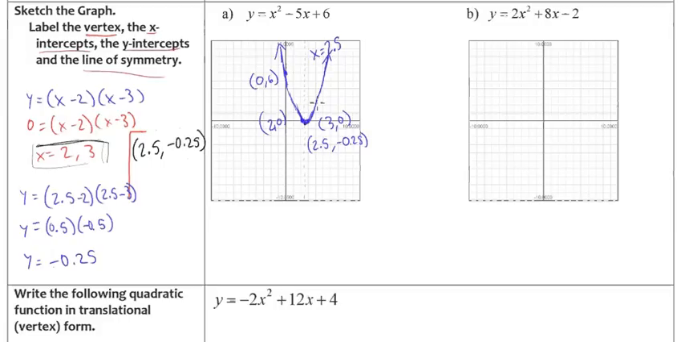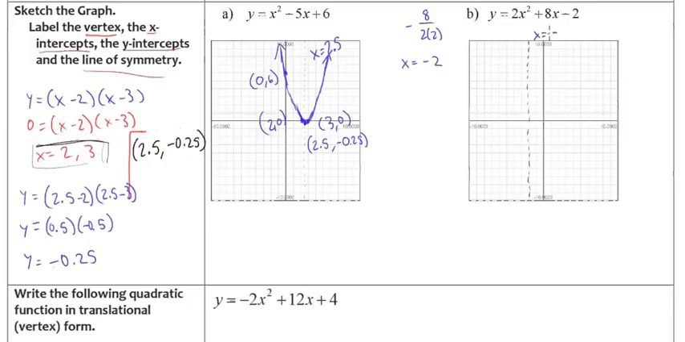All right, next we've got y equals 2x squared plus 8x minus 2. And so let's go with our negative b over 2a this time. So negative 8 over 2 times 2 means our axis of symmetry is at negative 2, because it's 8 divided by 4 made negative 2. So we'll sketch that axis of symmetry in.